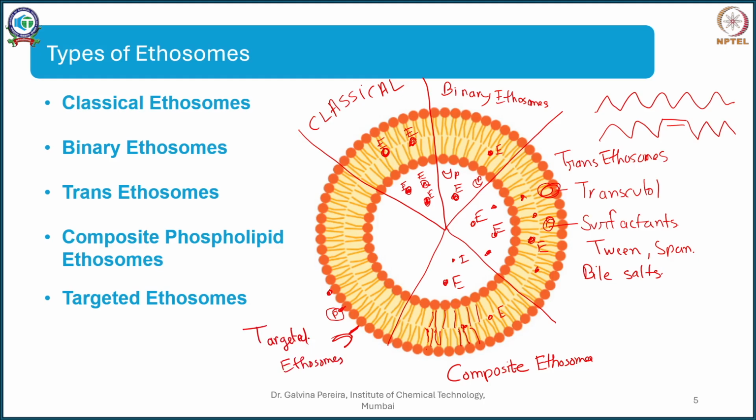So you might have classical, binary, where you have two alcohols, transethosomes which are more permeable, composite which are more stable, and targeted which helps you achieve a very targeted drug delivery of your molecule.